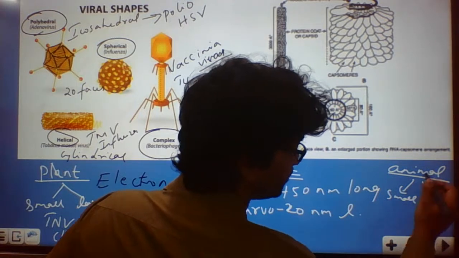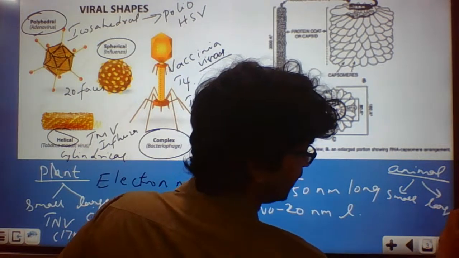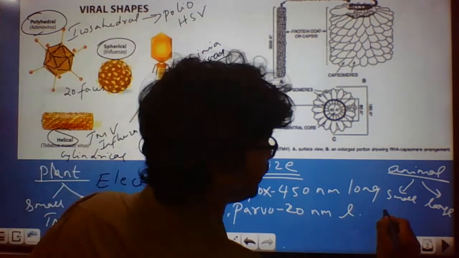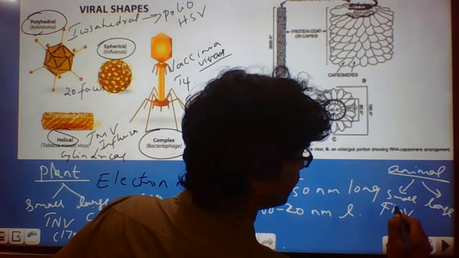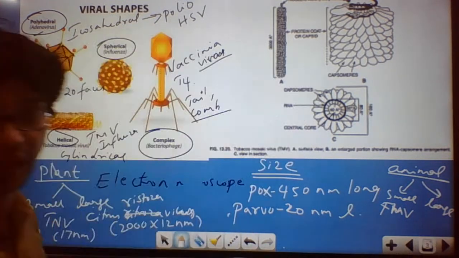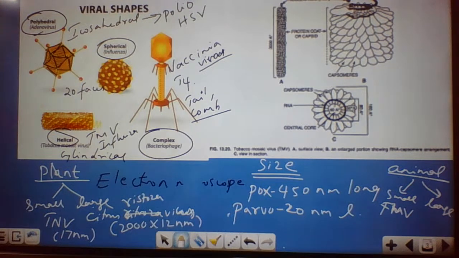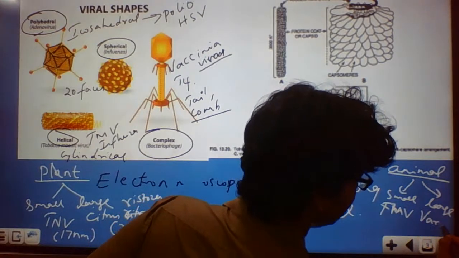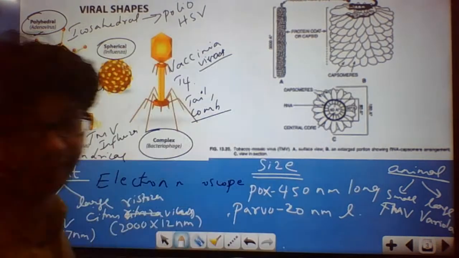Can you give an example for the smallest animal virus and the largest animal virus? Coming to the small animal virus, it's foot and mouth virus, FMV. This is the smallest virus, which is just 20 nanometers. But the largest animal virus is variola virus.